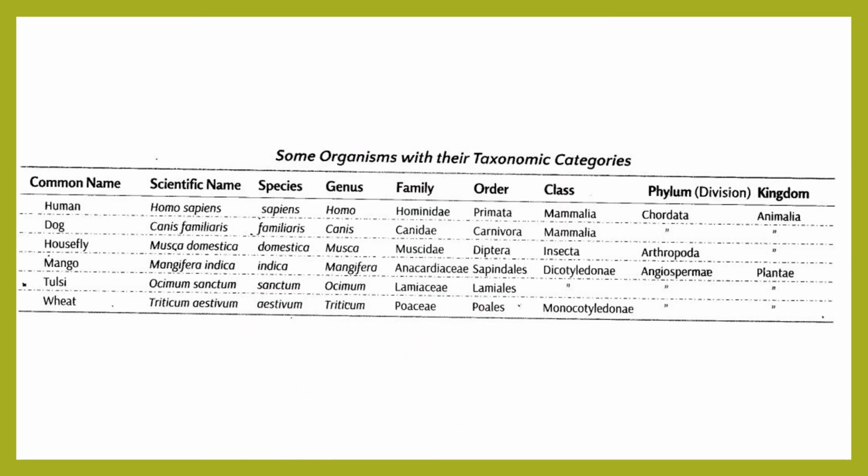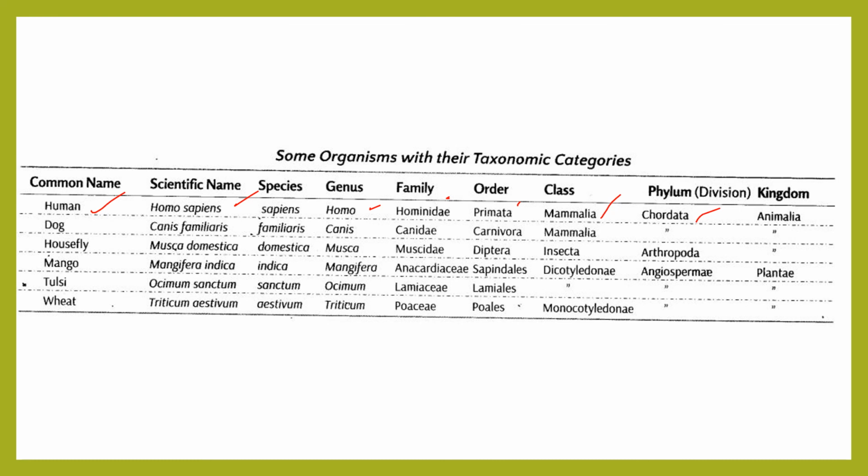Now, there are certain organisms with their taxonomic categories. For example, here I have given the common name human. What's the scientific name? Homo sapiens. In this, sapiens means species and Homo means genus. It belongs to the family Hominidae, then the order Primata, then the class Mammalia. It belongs to phylum Chordata, then the kingdom Animalia.